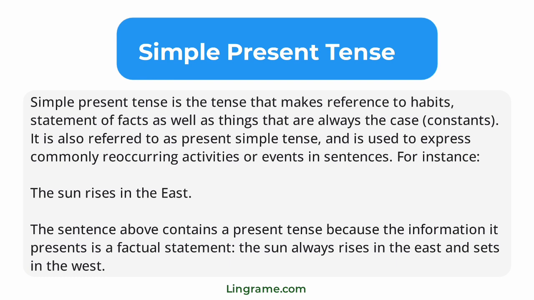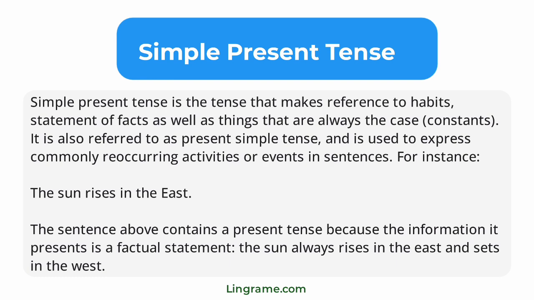Simple present tense is the tense that makes reference to habits, statements of facts, as well as things that are always the case, constants. It is also referred to as present simple tense, and is used to express commonly reoccurring activities or events in sentences. For instance, the sun rises in the east.